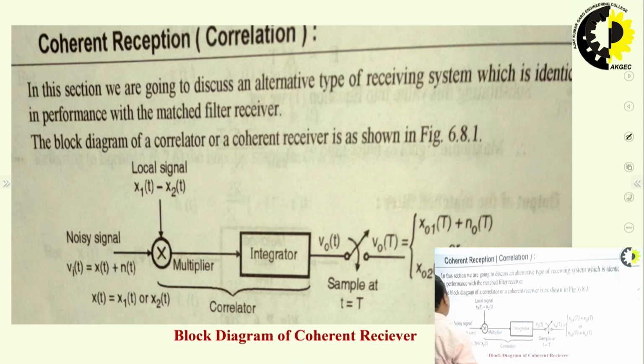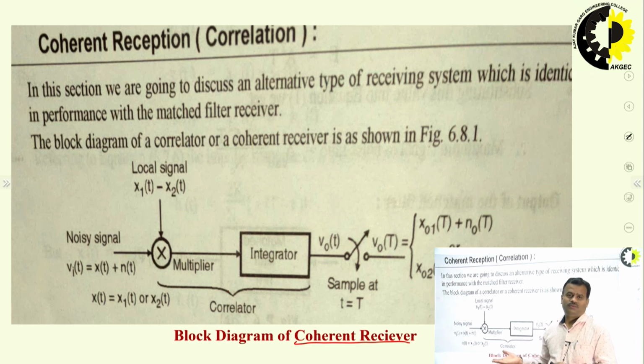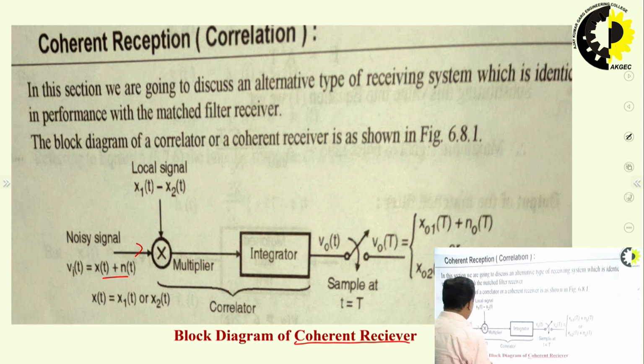Now, coherent reception or correlation. So, the block diagram of the coherent receiver. Coherent receiver means correlator receiver. The combination of a multiplier and an integrator is called a correlator. This is another detection technique. I told in my second PPT of this lecture that one method is also correlation, the coherent reception method, for detection. In this technique, x(t) is coming, in terms of x1(t) or x2(t), meaning for binary 1 or binary 0.